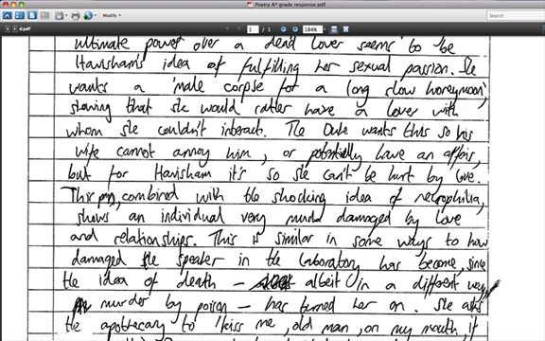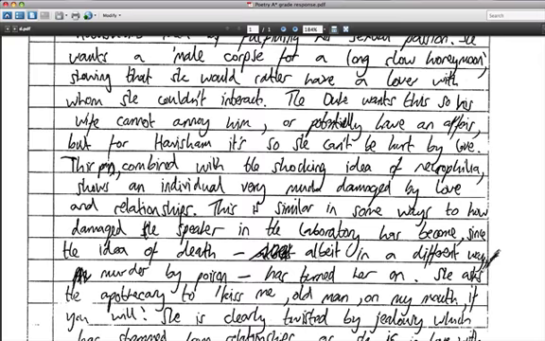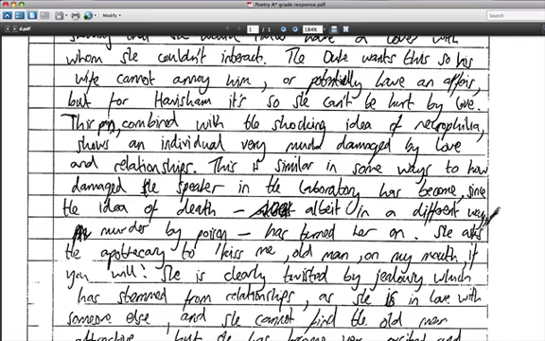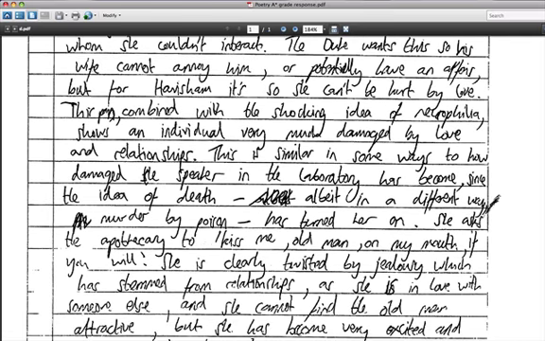This combined with the shocking idea of necrophilia shows an individual very much damaged by love and relationships. Again, one of the other minor themes. This is similar in some ways to how damaged the speaker in The Laboratory has become. Brilliant linking again, albeit in a different way, well noted. Murder by poison has turned her on. She asked the apothecary to kiss me, old man, on my mouth, if you will.